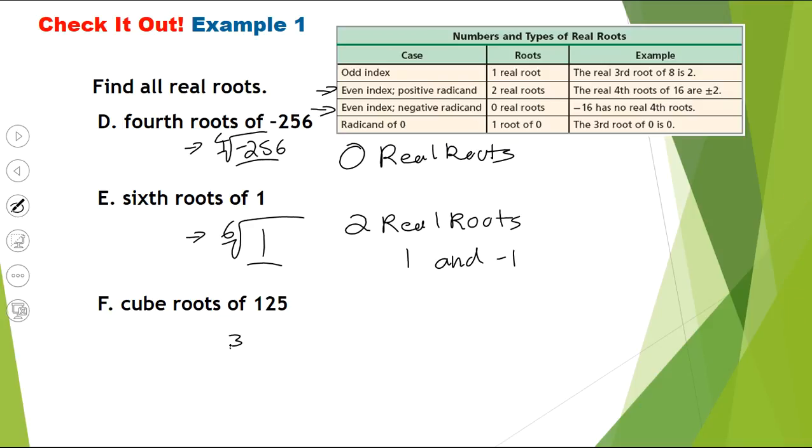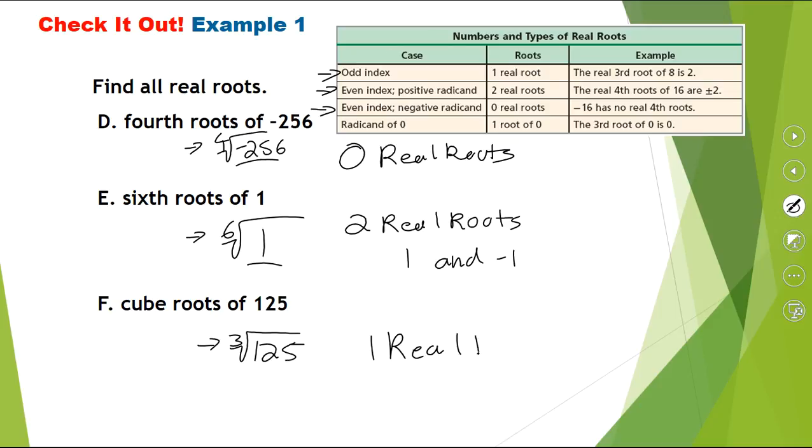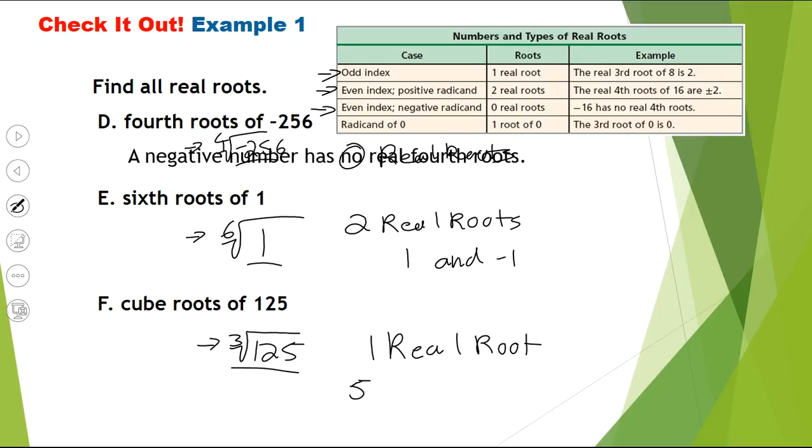And the cube root of 125. It's an odd index, right? Because cube is the third root. Odd index, any odd index is going to have 1 real root. So this would have 1 real root. And if you're wondering what that root is, the calculator will tell you it's going to be 5. Okay, I'm going to skip that just for the sake of longevity of this video.